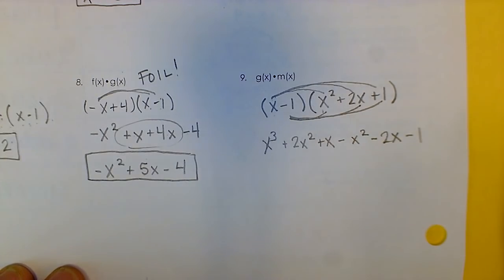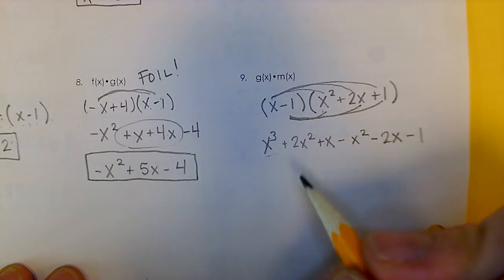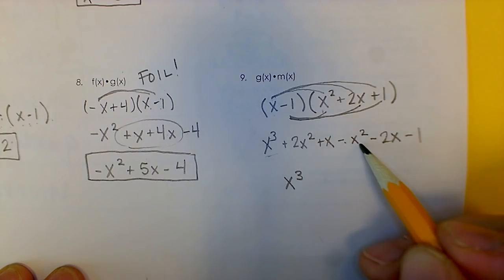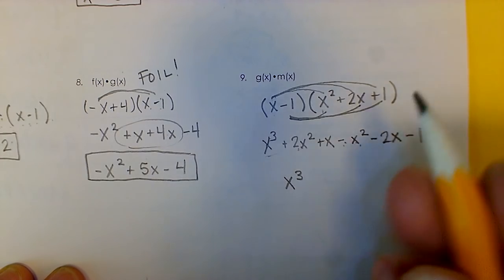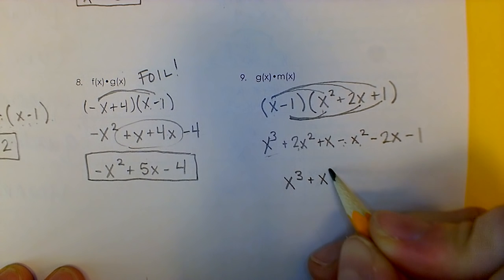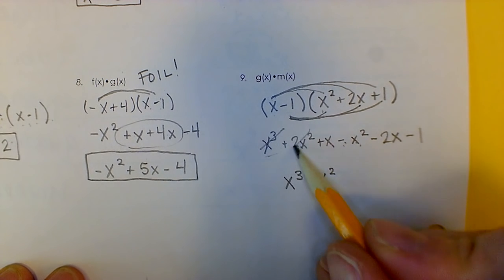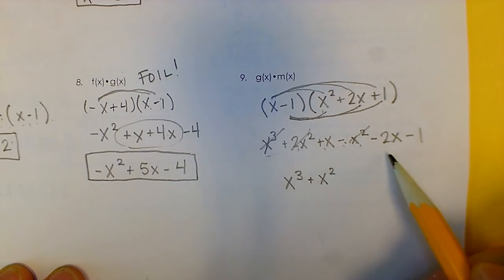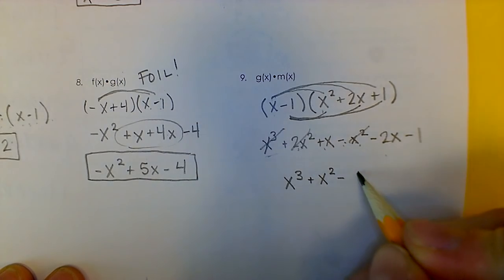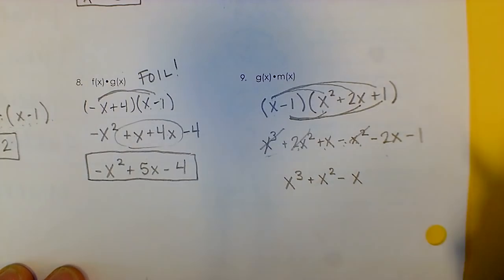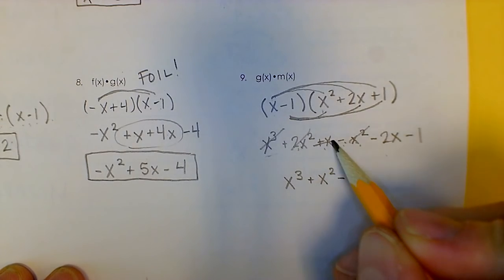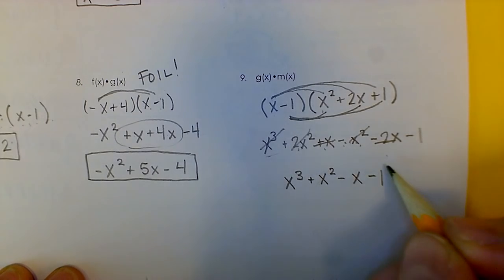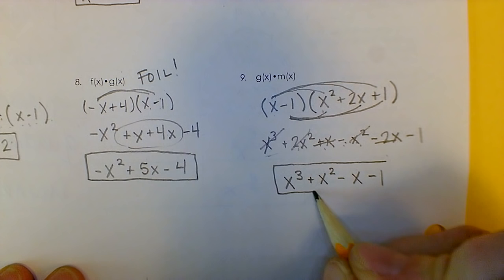Okay, so now let's combine like terms. There's no other x cubes, so we bring that one down. 2x, or 2x squared, I'm sorry, minus x squared gives me a positive x squared. So we've taken care of these. Okay. Positive x minus 2x gives me negative x, or negative 1x. And that takes care of this one and this one. So all we have left is our negative 1. So this is our final answer.